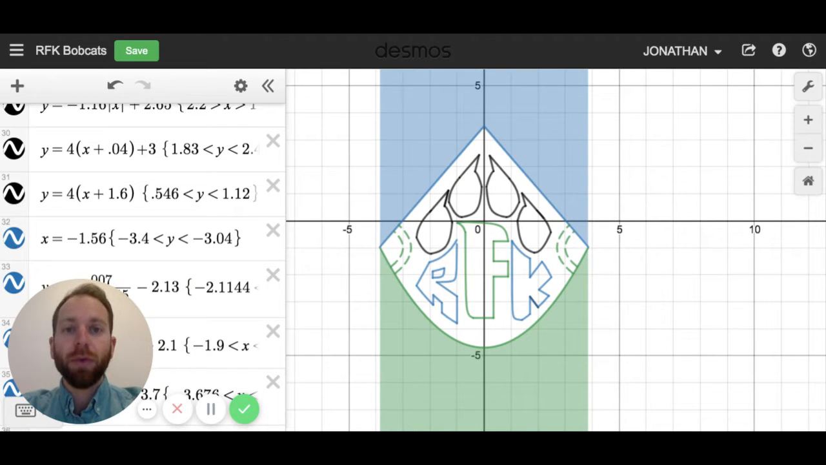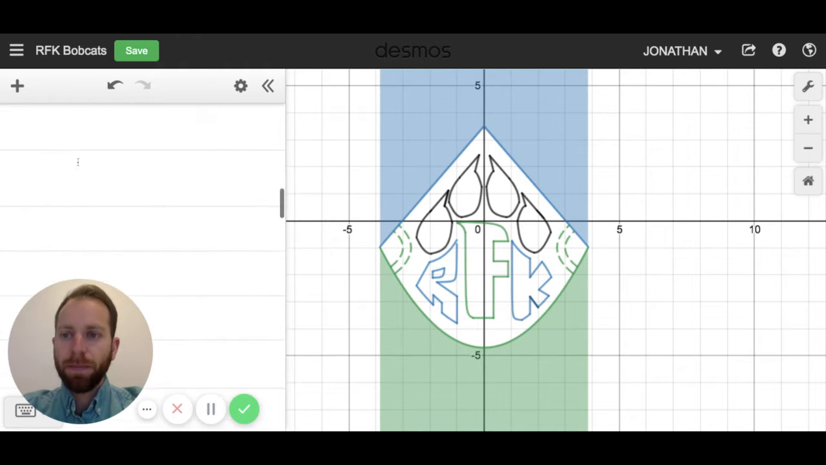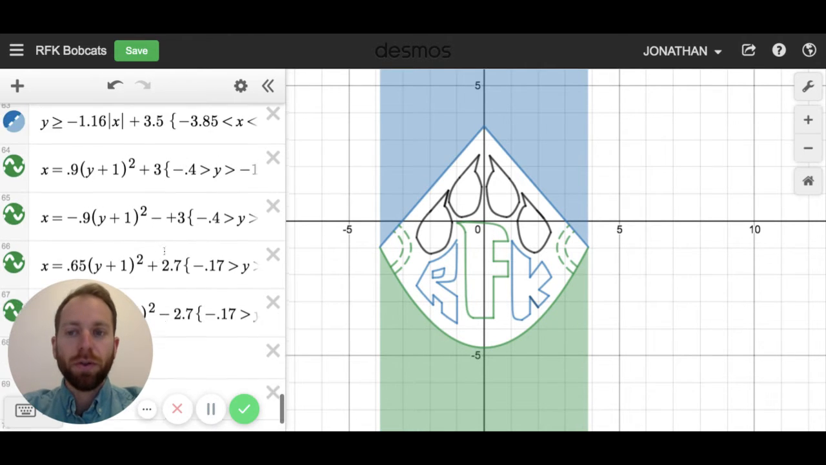Farkas, and I'm going to show you my logo. I created the RFK Bobcats logo. As you can see, I used the equations from Desmos. From 1, the numbers are up here in the top left, all the way to 67 equations that I used for this.